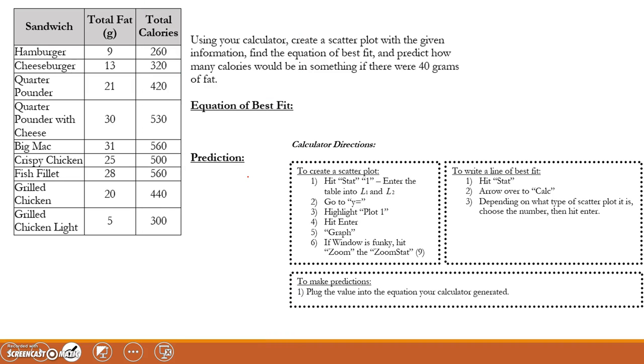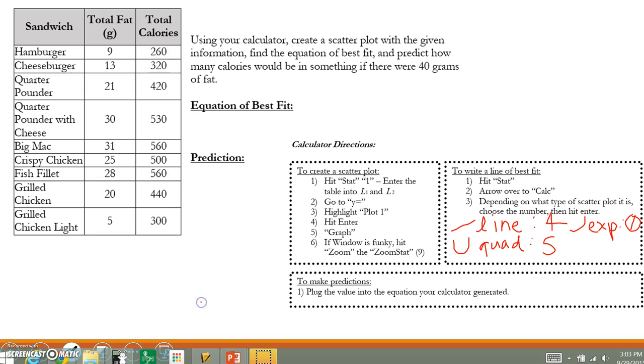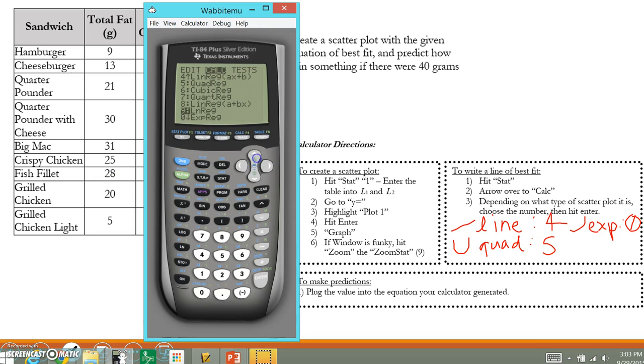So we're going to write that down. If it is a line, you press 4. If it is a U, a quadratic, you press 5. And if it's a half a U, an exponential, you press 0. So in this case, I said that it looked like a line, and sometimes the problem will even tell you that this is a line or a quadratic.